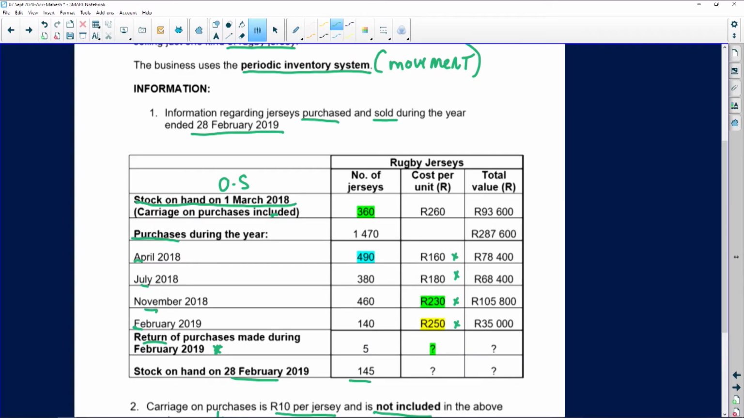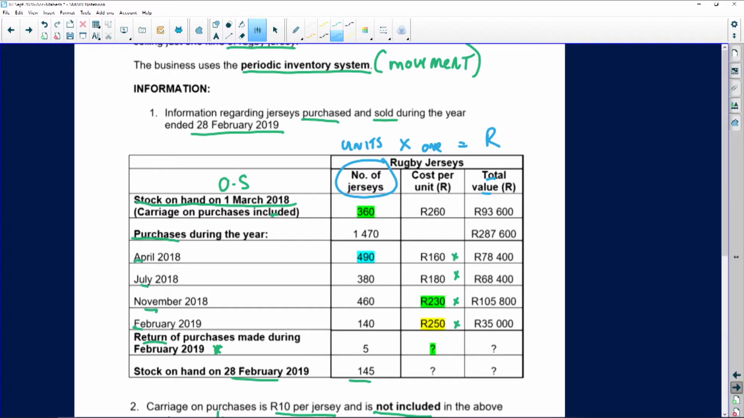So looking at the table, guys, as you can see, number of jerseys. Remember, this refers to my units, or quantity. Cost per unit, in other words, the cost of one jersey. And then I've got total value, which is the units multiplied by the cost per unit to give me the total Rand value. As you can see, the total value has been calculated each time, making my life slightly easier when I'm doing the actual questions.